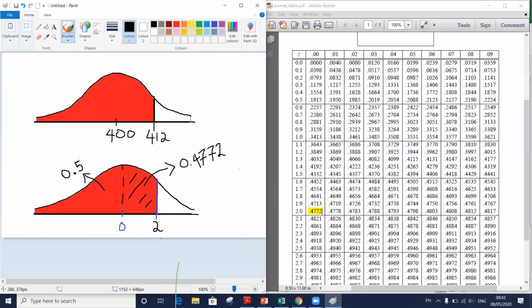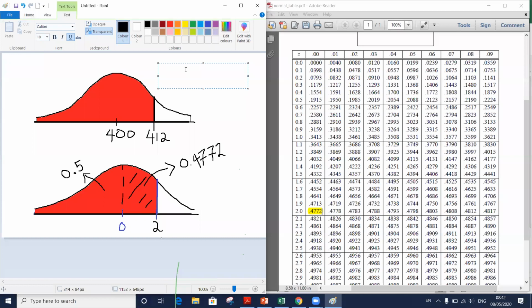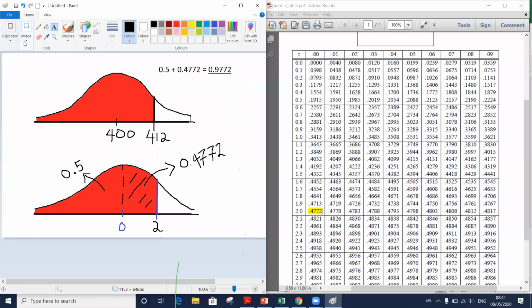Then what should be the total probability now? 0.5 plus 0.4772 should be equal to 0.9772. 0.9772 should be the answer, right? Yes, 0.9772.